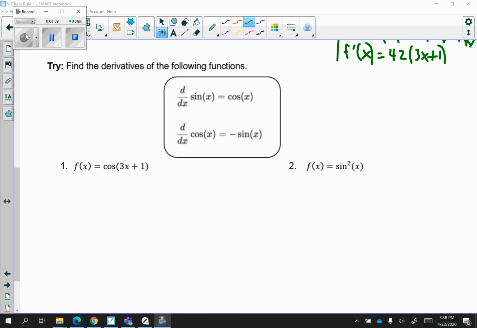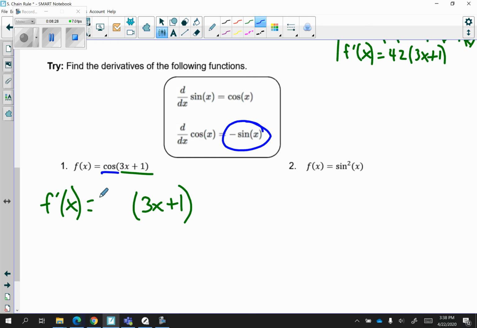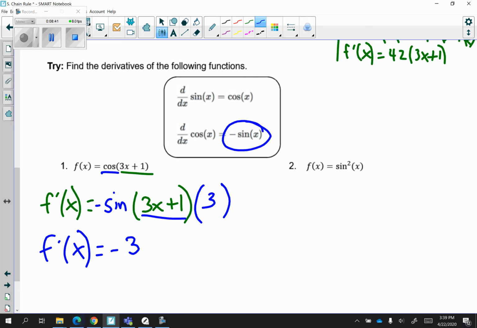I want to find the derivative of f of x is equal to cosine of 3x plus 1. So what I have to do is rewrite what's inside. So that's the 3x plus 1. What's the derivative of cosine? Well, that's negative sine. So I'm going to put a negative sign out in the front. And then remember, I have to multiply by the derivative of the inside, which is just 3. So finally, my derivative is negative 3 sine of 3x plus 1. And that is my answer.